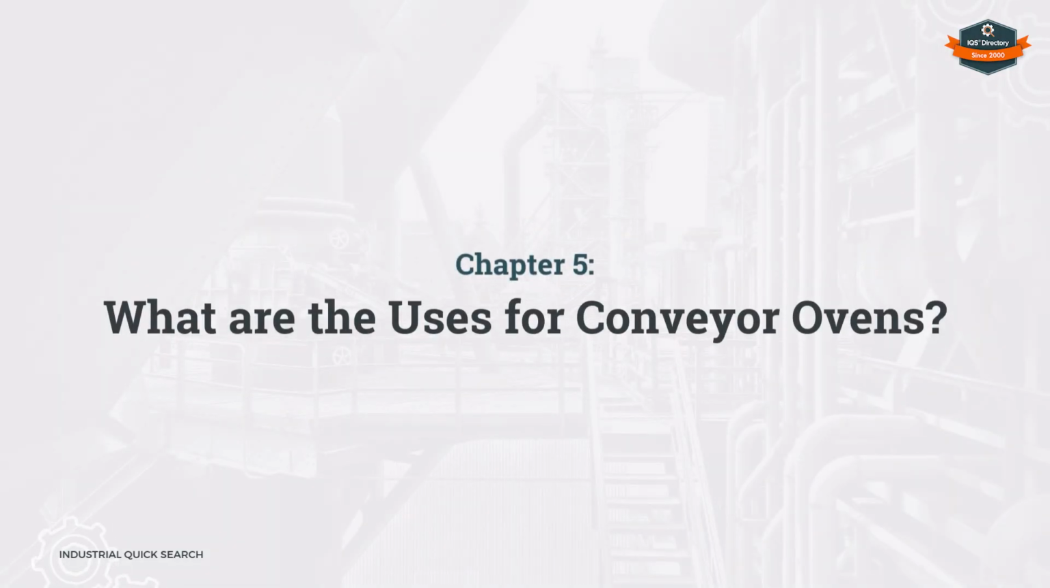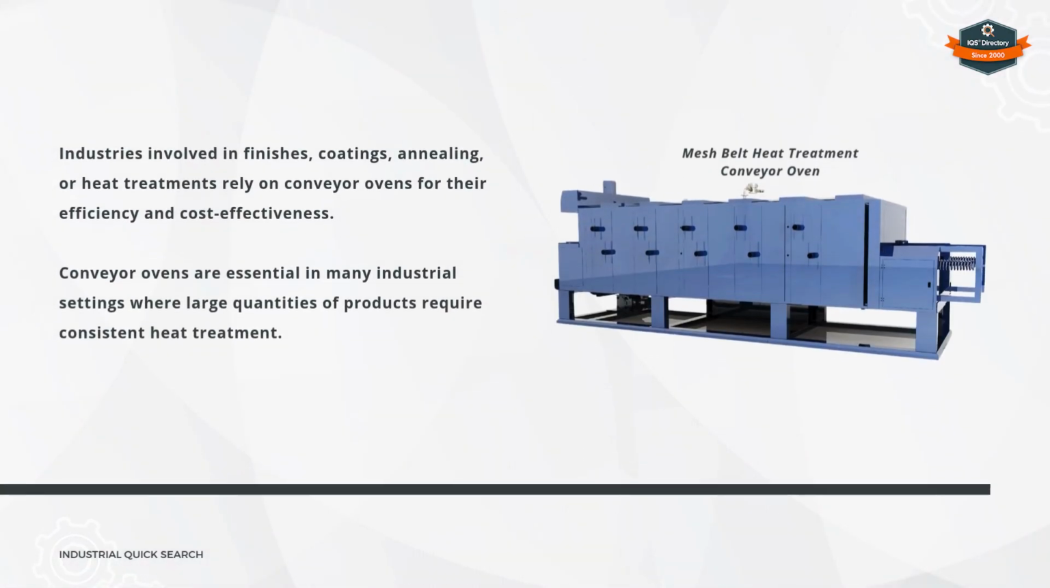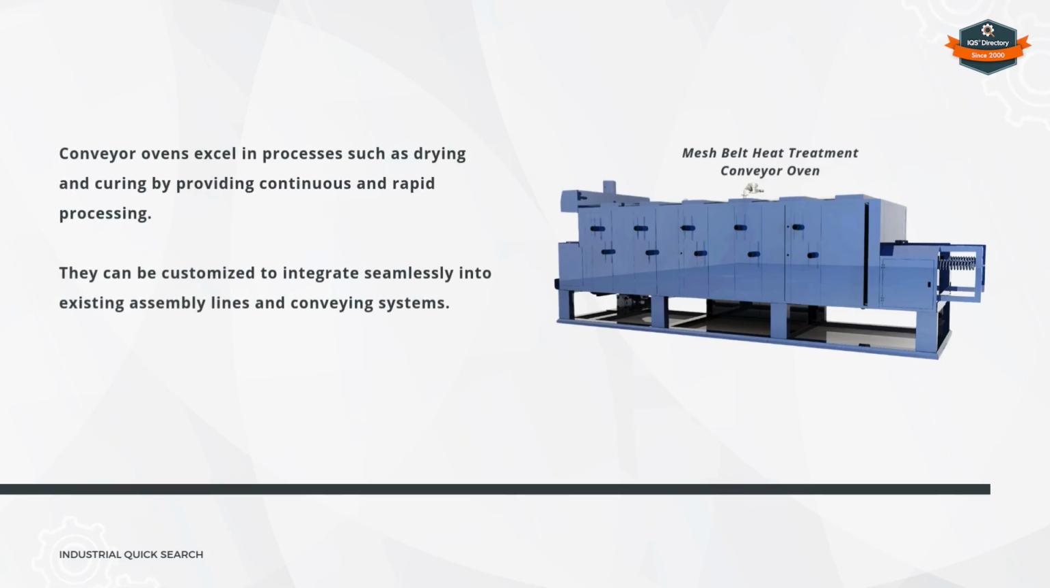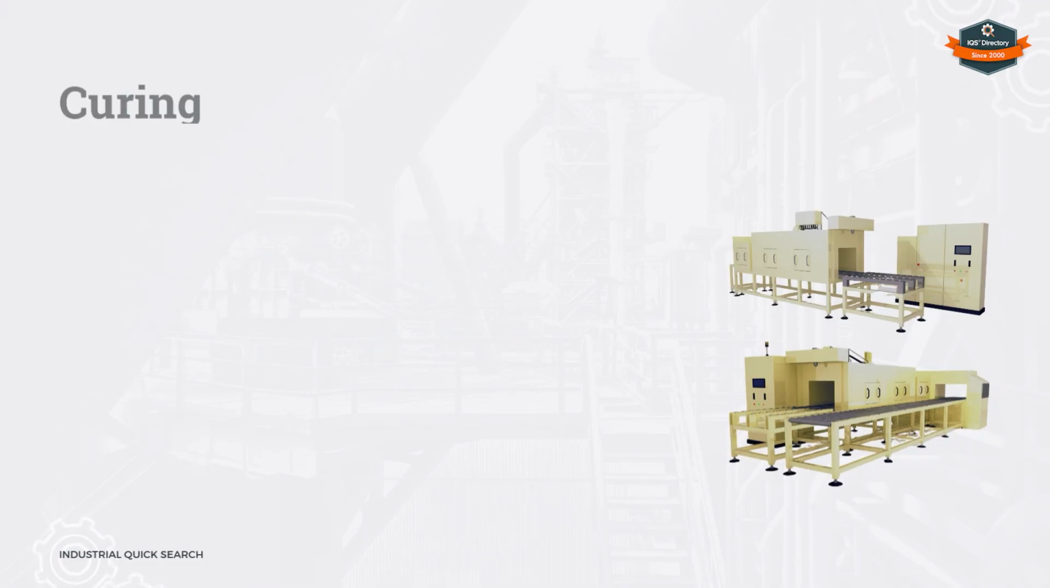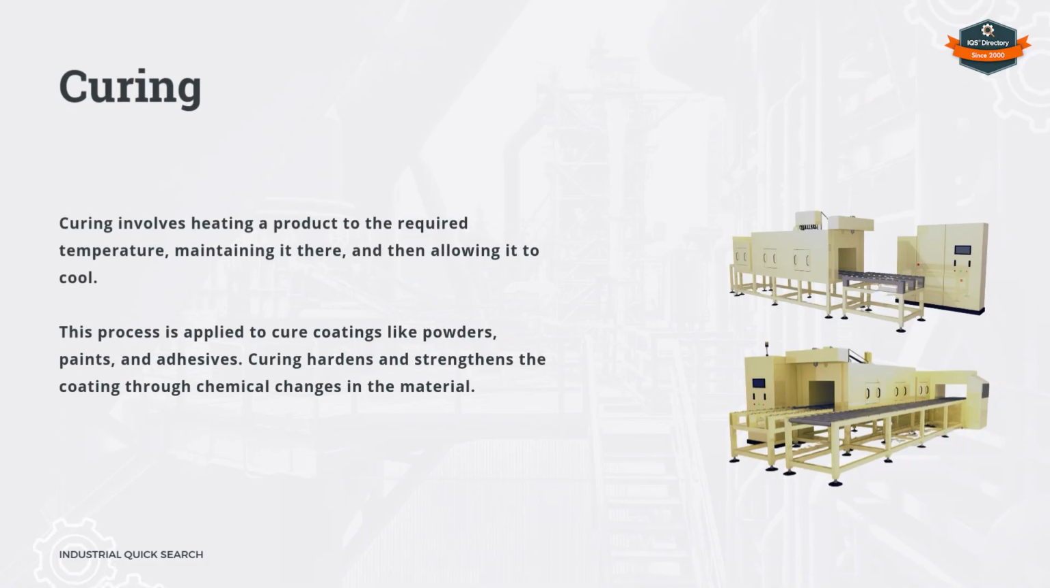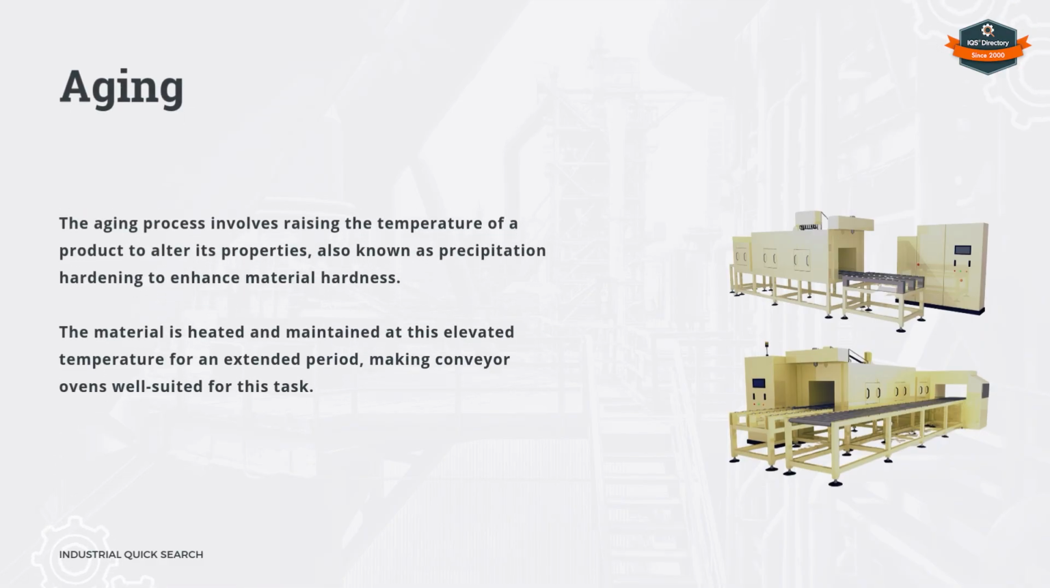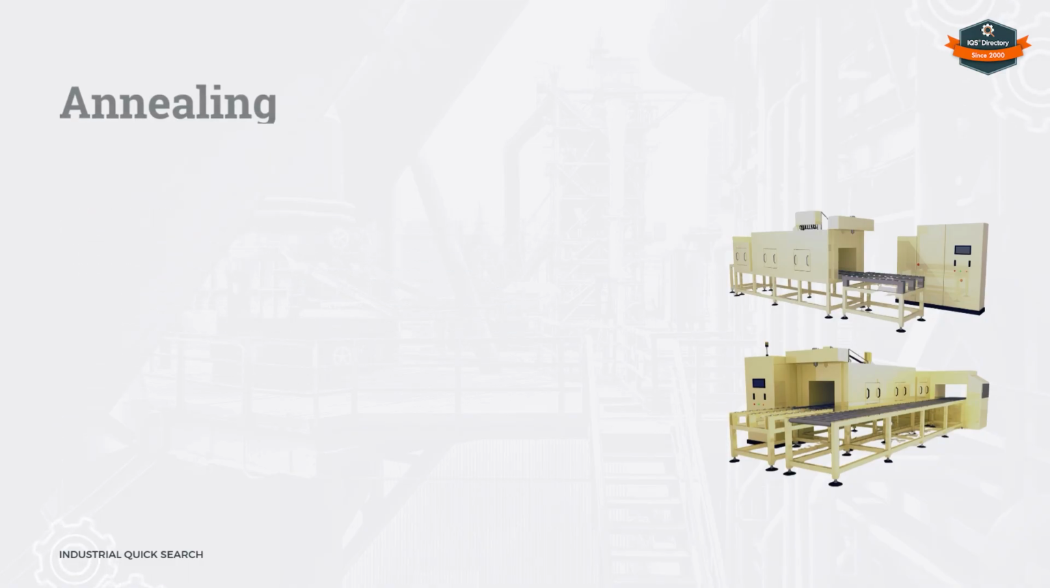Chapter 5. What are the uses for conveyor ovens? Drying. Curing. Aging. Annealing.